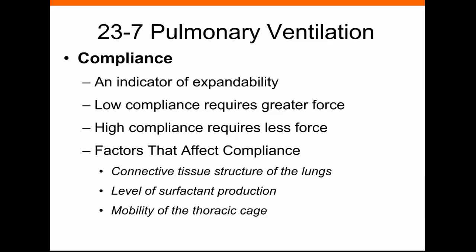And factors that affect compliance are the connective tissues of the lungs, the level of surfactant production, and the mobility of the rib cage. So if you have a person who has connective tissue disease of the lungs, they will require more force to move air in and out. If they have a low level of surfactant, again they will need more pressure, and if their rib cage is unable to move as much.